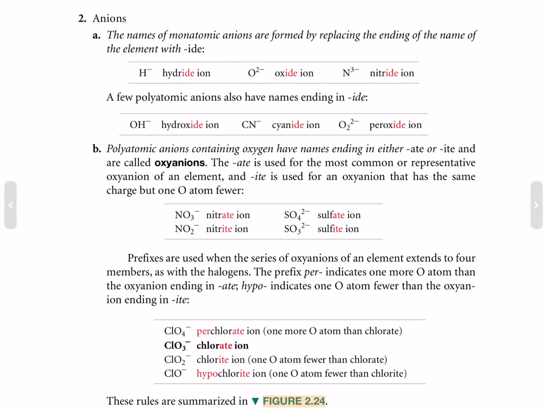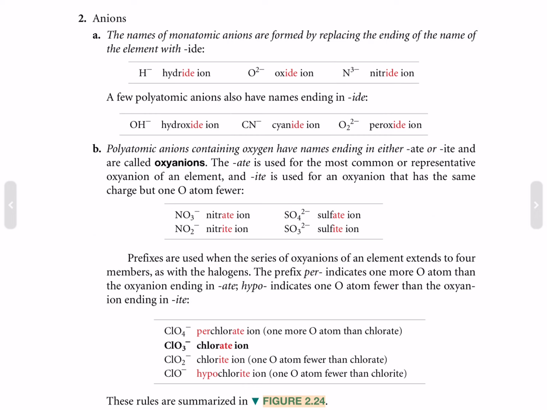Number 2, anions. The names of the monoatomic anions are formed by replacing the ending of the name of the element with "ide". Hydride ion, oxide ion, nitride ion, from hydrogen, oxygen, nitrogen. A few polyatomic ions also have the ending "ide": hydroxide, OH -1, cyanide, CN -1, peroxide, O2 -2.